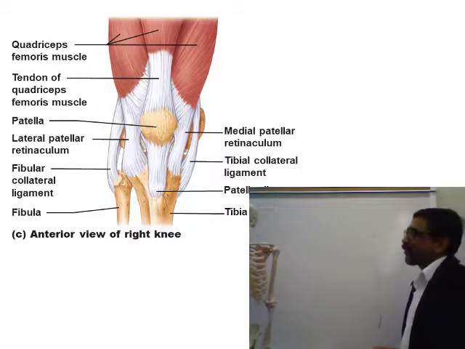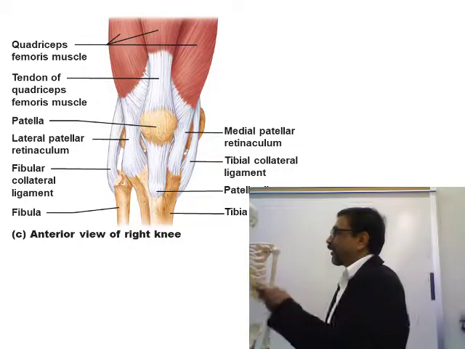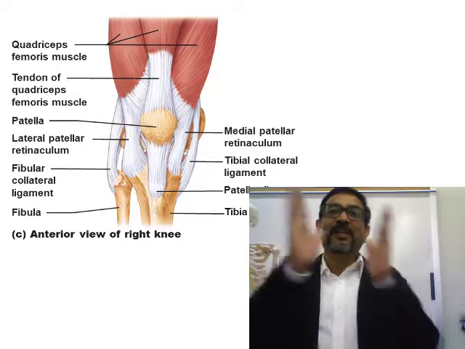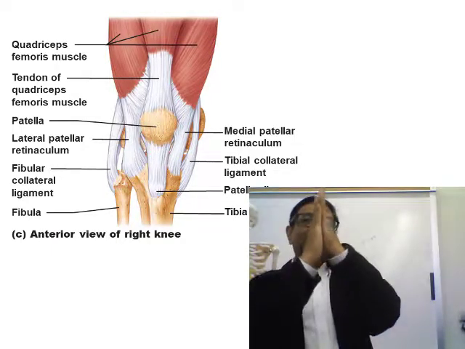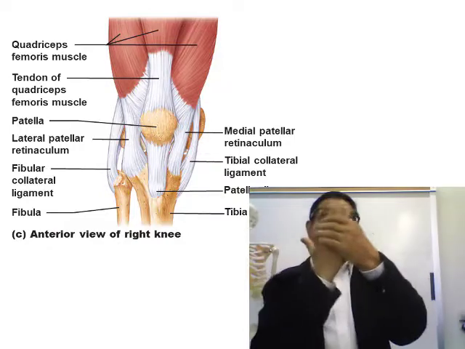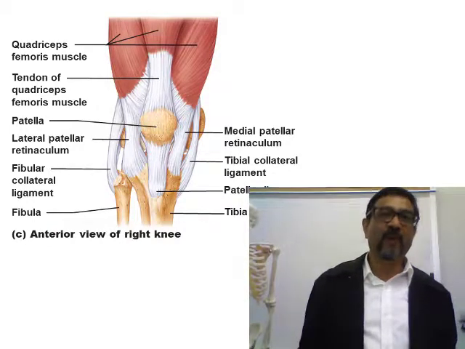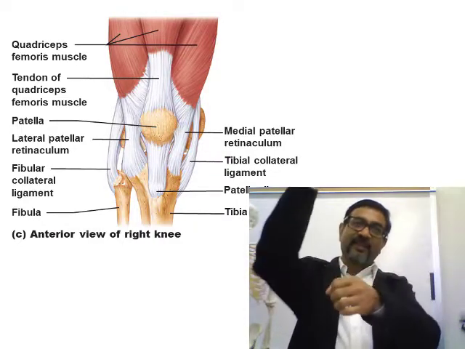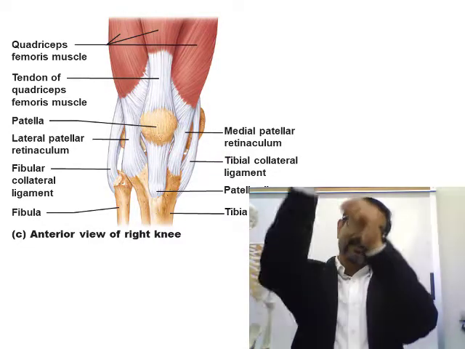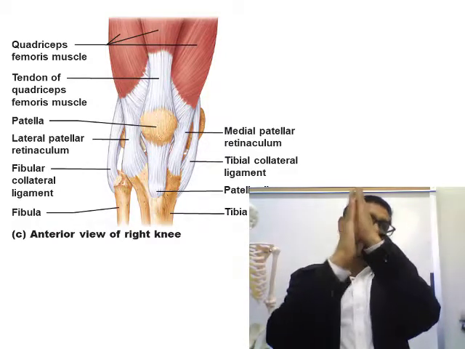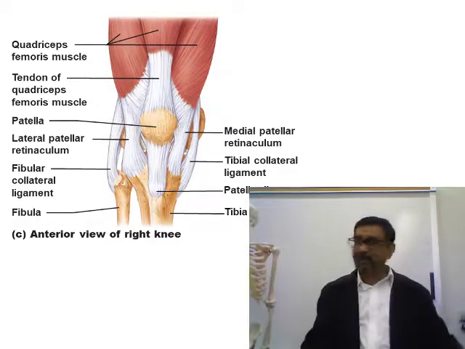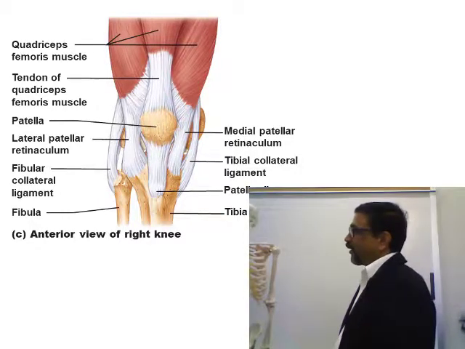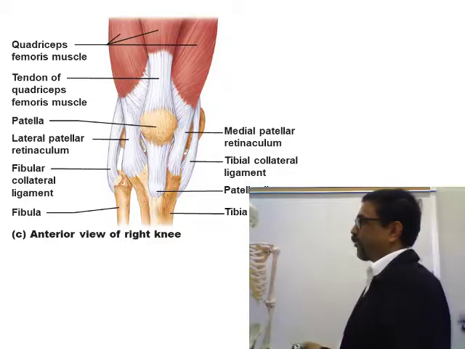On both sides of the patella, you have retinaculum. Again, the same structure, but if that structure is flat like a membrane, it is termed retinaculum. Instead of ligament, we say retinaculum. If it is rope-like, that is ligament. If it is flat, like a sheet, that is retinaculum. But structurally, they are the same. So, lateral patellar and medial patellar retinaculum.